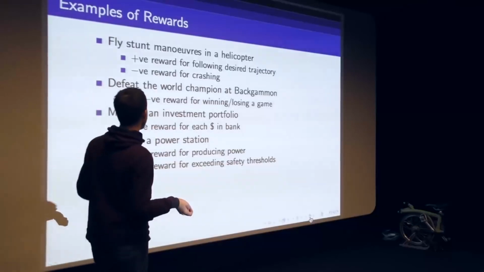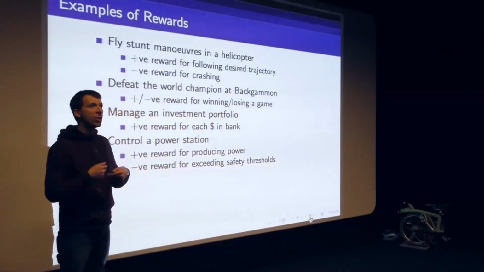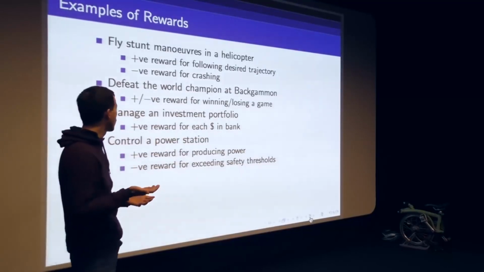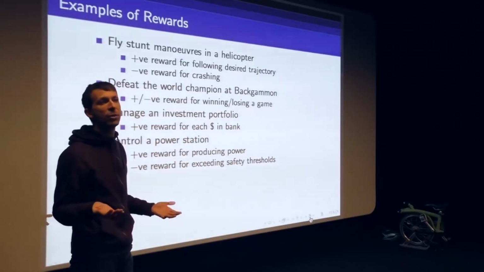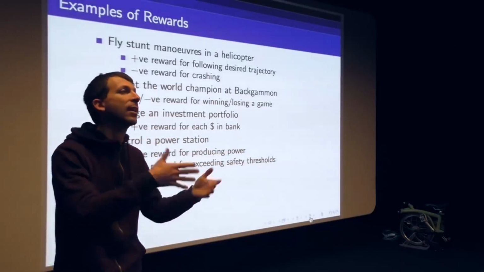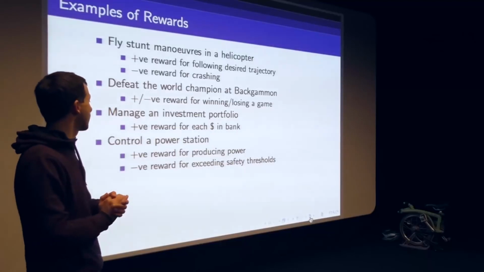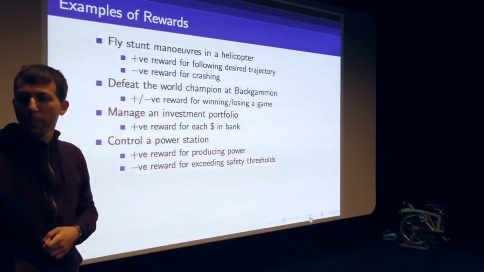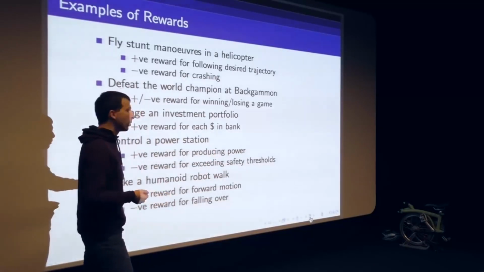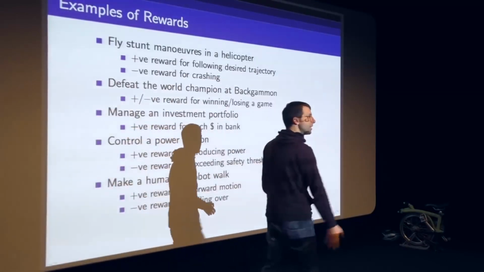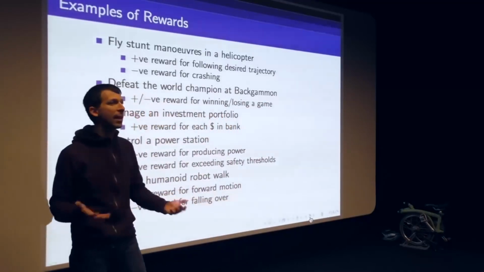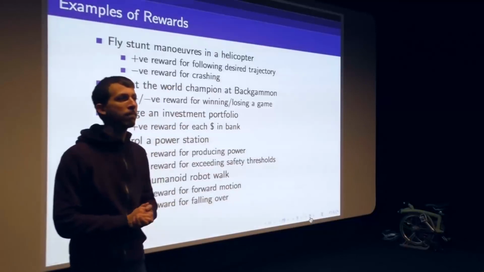Controlling a power station, there would typically be some positive reward for each unit of power that's produced by this power station, but there might also be negative rewards for exceeding safety thresholds, or for breaking regulations by the regulator which have to be respected. And if you want to make a robot walk, you might have a positive reward for forward motion. Each unit of distance that you travel might give a unit of reward, and there might, again, be a large negative reward for falling over.